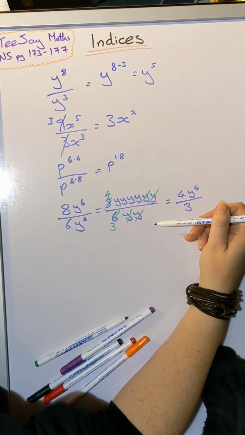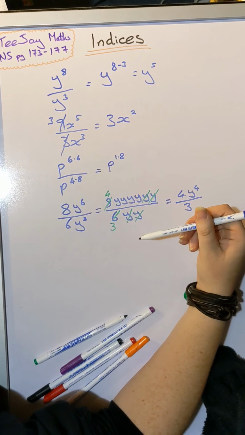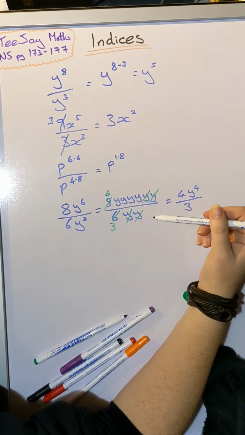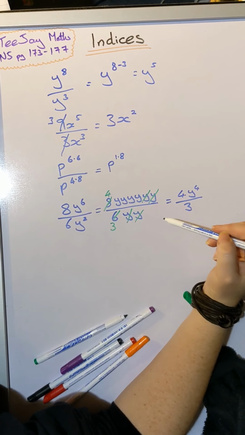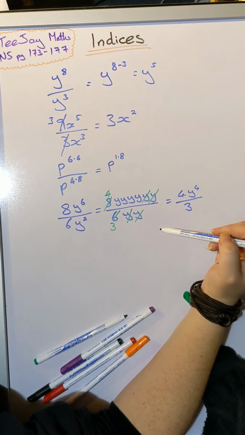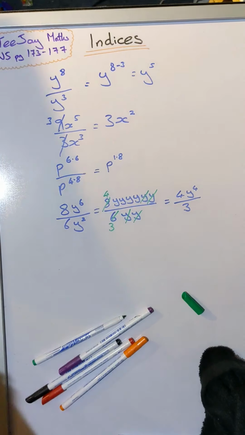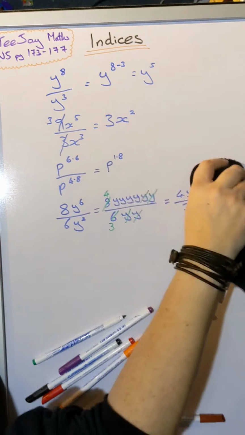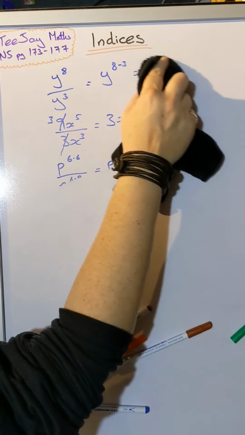This is a long way of doing it. The more practice you get, the faster you get. But if it helps to write it out the long way, there's nothing wrong with that whatsoever. Okay, so let's move swiftly on to the next rule.